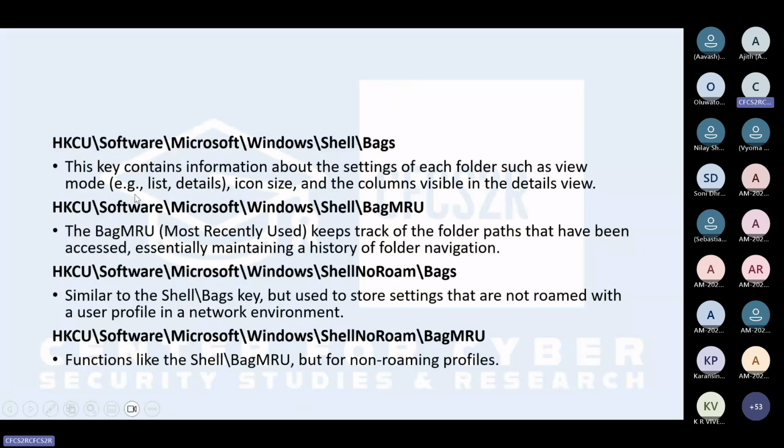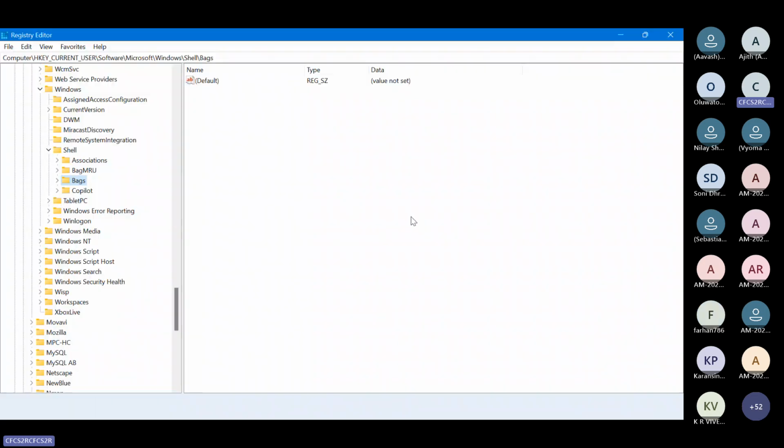Then we have the ShellBag MRU. The MRU keeps track of the folder paths that have been accessed, essentially maintaining a history of folder navigation. So what is MRU taking care of? MRU is taking care of all the folder paths. Okay, so let's go to this zero.